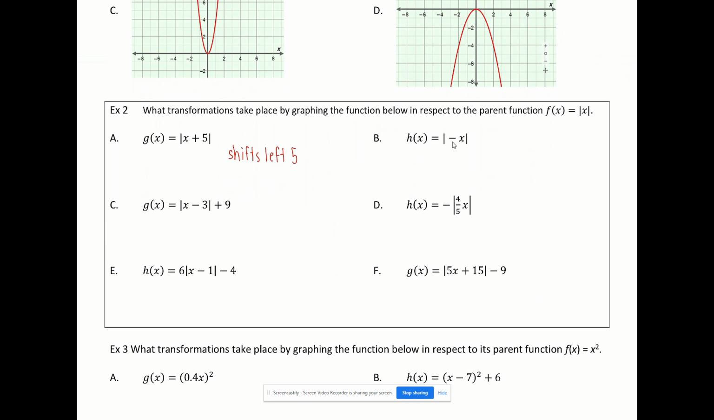Okay, next one. It's a negative. Okay, I don't care what the parent function is. It's absolute value, but it's a negative. Where? Inside. Well, that's a horizontal reflection. Guys, what kind of reflection is horizontal? It reflects over which axis? The horizontal axis? No, it reflects horizontally. It reflects over the y-axis.